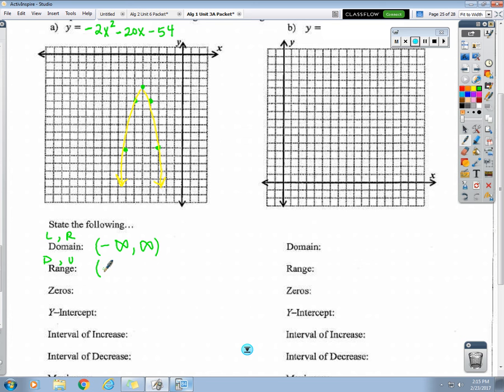Forever down, which will be negative infinity, correct? How far up can you go? Right, there's the highest point, and it is at negative 4 on the y-axis. And it stops there, so yes, you put a bracket.